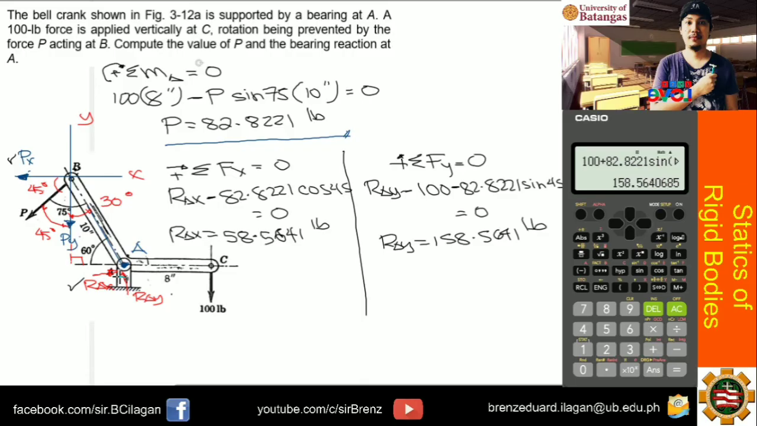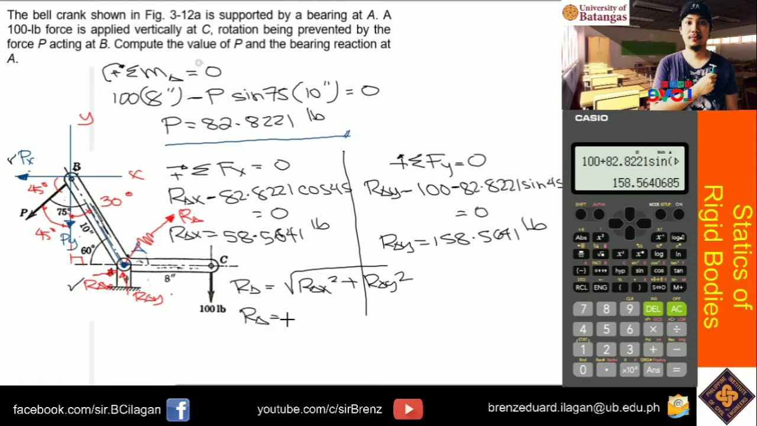Parang Pythagorean. So RA is just equals to square root of RAX squared plus RAY squared. Or RA is equals to, answer squared na lang muna to, squared plus 58.5641 squared. Then take the square root of that. So that is 169.0335. 169.0335 pound. Okay, so ayan lang yan. So these are the answer for RA.